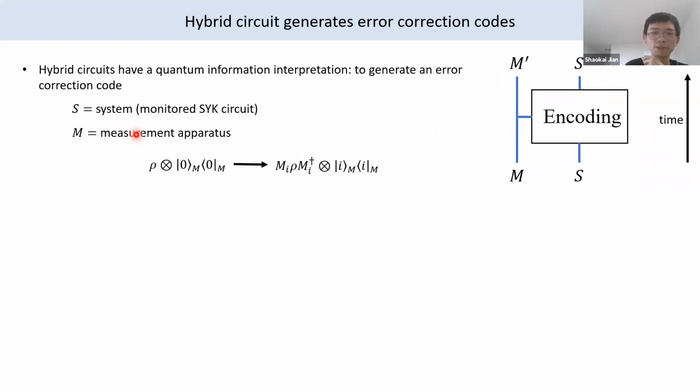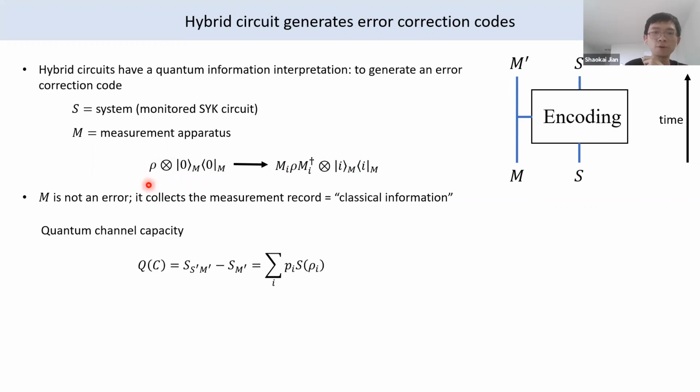We also introduce a measurement apparatus here just for convenience. Before the measurement, it is prepared in the 0 state. If the i-th measurement is applied to the density matrix, we also change the state from 0 to i. An important thing is that this apparatus is not an error. It actually collects the measurement record, which is classical information. People can ask about the quantum channel capacity of such a circuit, and it has been shown that the capacity is exactly given by the entanglement entropy averaged by the Born probability.